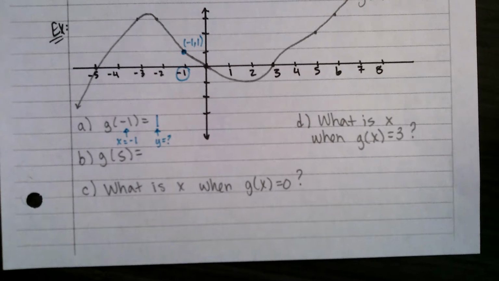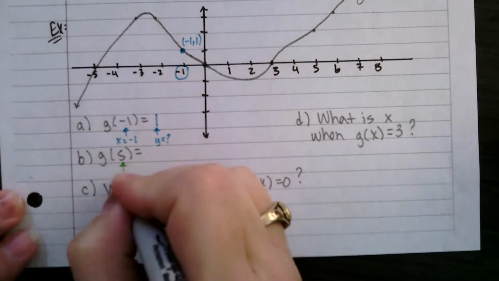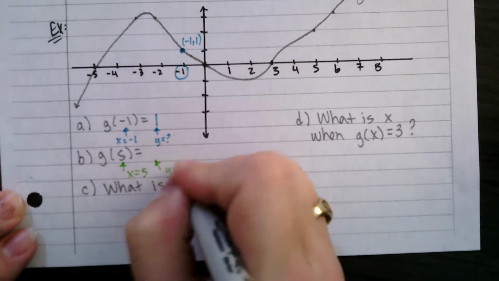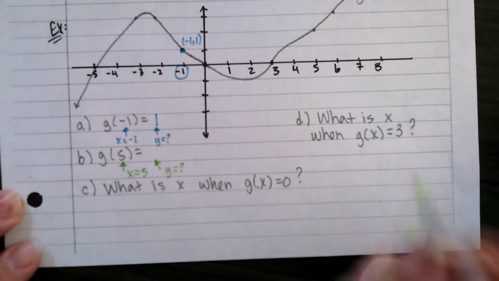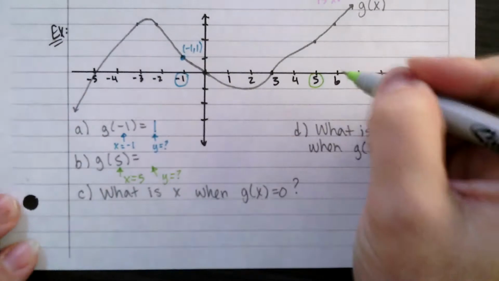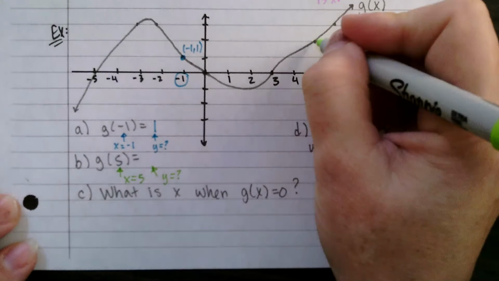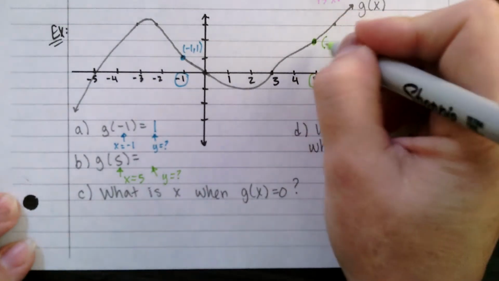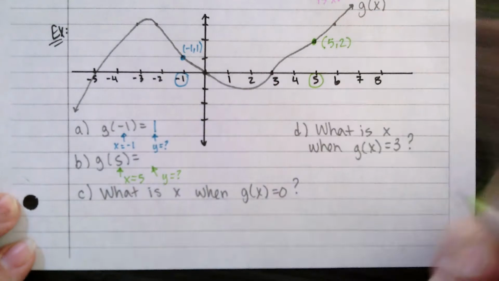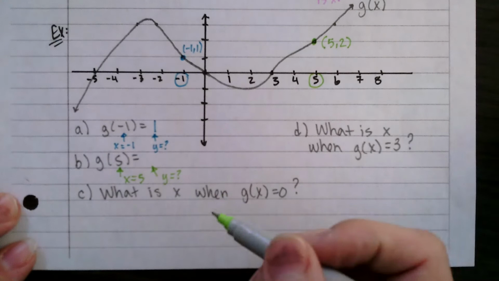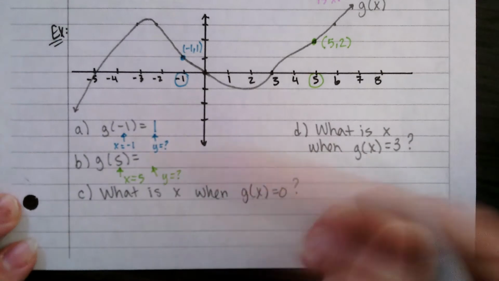G of 5 equals, same kind of question. When x is 5, what is y? So we find where x is 5 on our graph. It's right here. We follow it up to our g of x, put that ordered pair, and that ordered pair is 5, 2. So g of 5 asks us the question, what is y when x is 5? And that answer is 2.